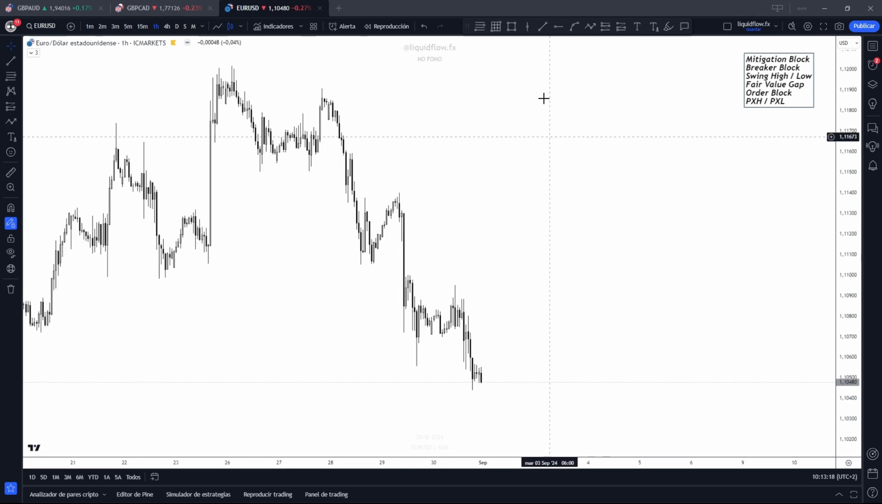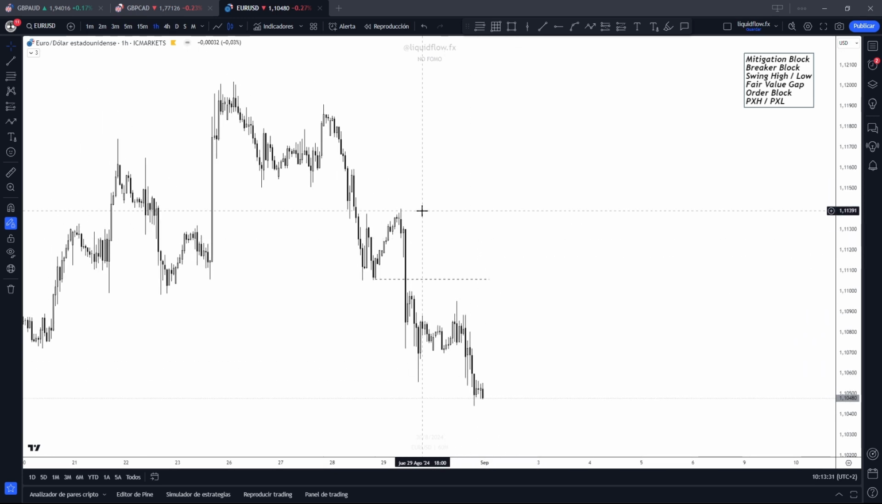Okay, in this case this is our mitigation block. Has that mitigation block been mitigated already? It didn't. So we could expect some sort of reaction back to this mitigation block. In this case, our mitigation block is this one from here. And then here we have this one.